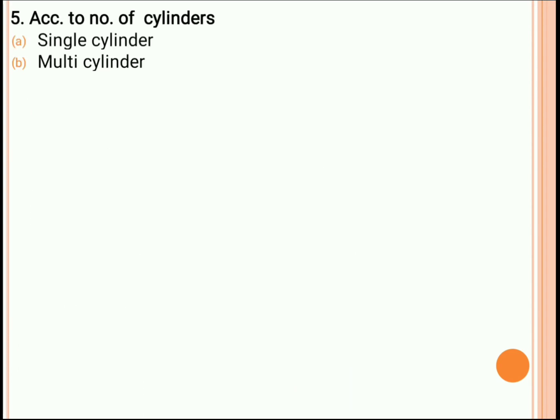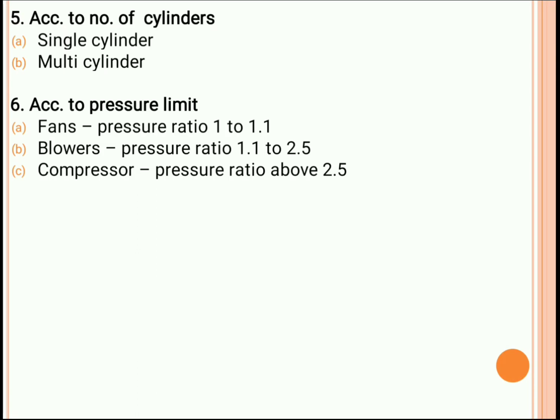Next classification is according to the number of cylinders. If there is only one cylinder, it is considered a single cylinder compressor, and if there is more than one, then it is considered a multi-cylinder compressor. Sixth is according to the pressure limit.